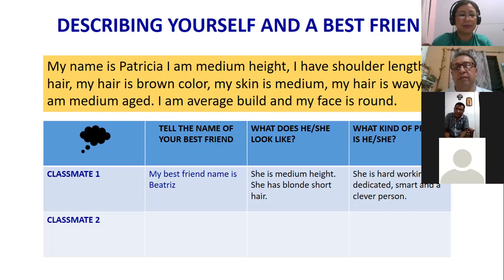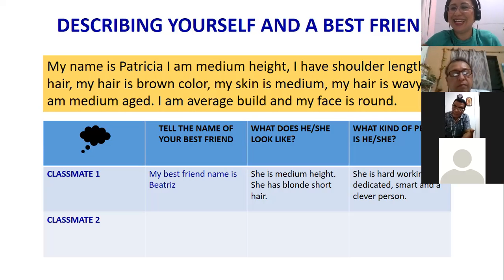My best friend's name is Rocio. She is medium height. She has long black hair. She has an oval face. She is hardworking, dedicated, sensible, and a good person.